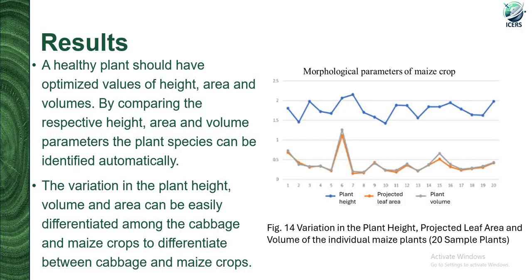A healthy plant should have optimized values of height, area, and volumes. By comparing the respective height, area, and volume parameters, the plant species can be identified automatically. The variation in the plant height, volume, area can be easily differentiated among the cabbage and maize crops to differentiate between the cabbage and maize crops.